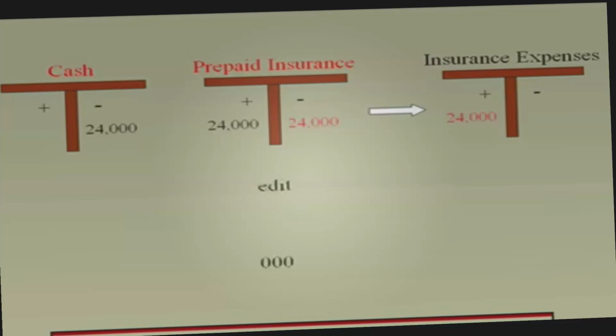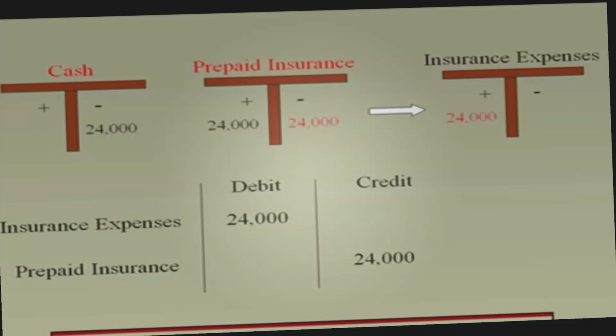So the journal entry is insurance expense, debit 24,000, prepaid insurance, credit 24,000. As I said before, prepaid insurance is only a temporary account. The net result is you paid cash 24,000, you paid it for insurance, so insurance expense is 24,000. That's it. The prepaid insurance account vanishes.